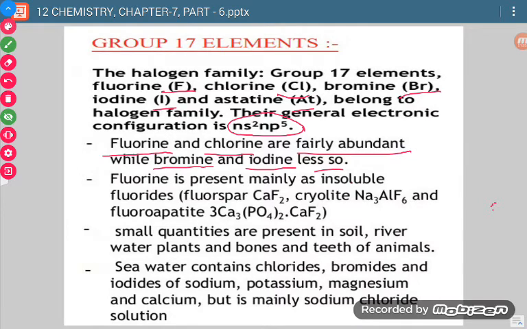Means we are talking about where they occur. So fluorine and chlorine are found easily, but bromine and iodine are less found in nature. Okay, fluorine is present mainly as insoluble fluorides: fluorspar, cryolite, fluoroapatite. Okay, in this type of minerals it is present. Now small quantities are present in soil, river water, plants, bones and teeth of animals. There is a little amount of halogens.